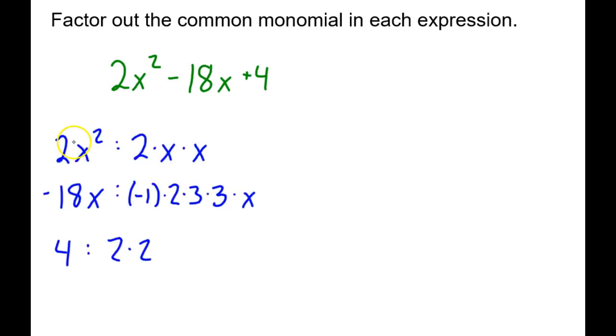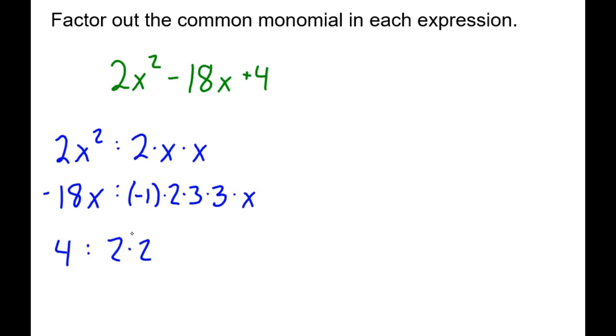So writing the prime factorization for 2x squared, I can break that down into 2 times x. For negative 18x, I can break that down into negative 1 times 2 times 3 times 3 times x. And then for 4, that just breaks down into 2 times 2. So that's the first step, get the prime factorization.